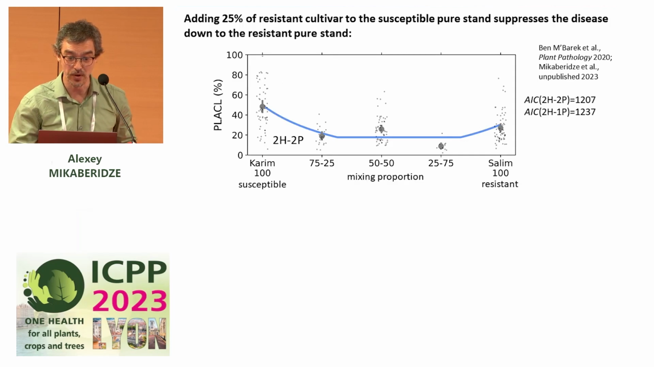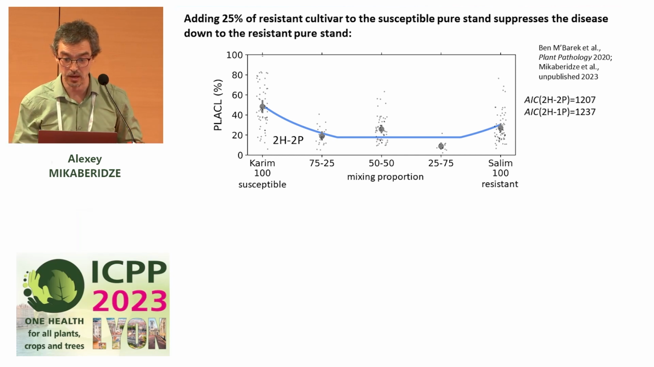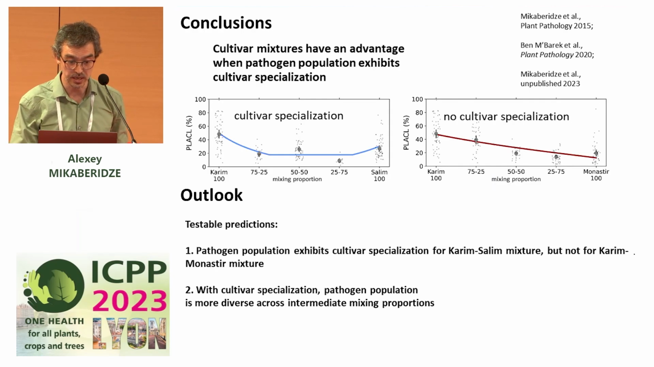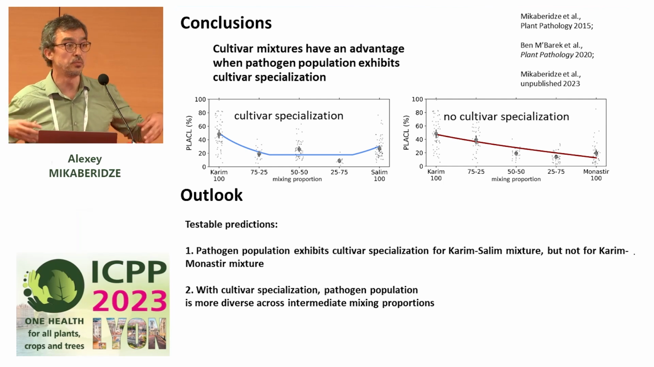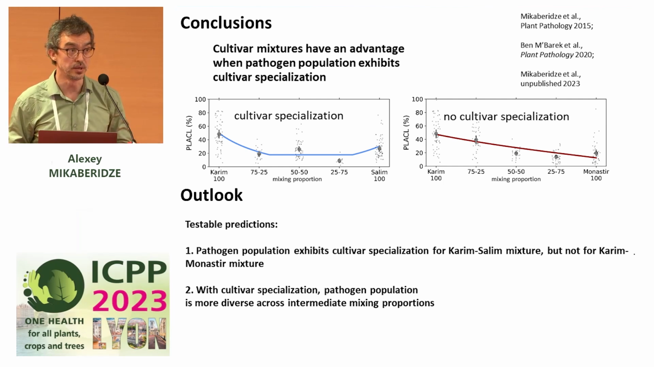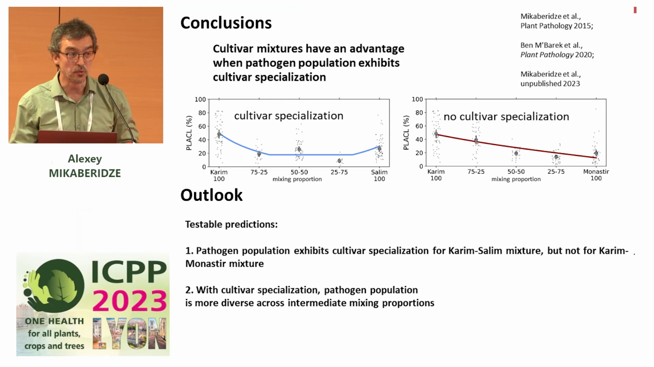But in the case of the Karim-Monastir mixture, the explanation for this pattern would be that the pathogen population does not exhibit cultivar specialization. And that's why there is no preferred intermediate mixing proportion here. This is still a hypothesis, because there can be a number of alternative explanations of these patterns in the data. But this model-experiment comparison leads to a number of testable predictions that we can test in future experiments.